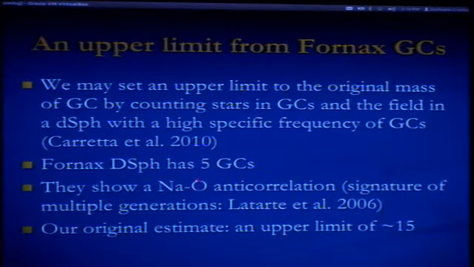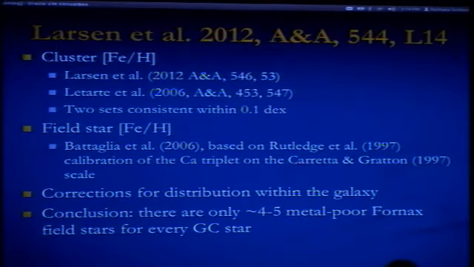And some of these clusters, at least 4 out of 5, show a sodium-oxygen anticorrelation, which is a signature of multiple populations. Okay? So it seems that you should expect that there are a lot of stars in Fornax that have the same composition as the globular clusters, and that are in the field of the galaxy. The basis of this is the idea that the galaxy lived in isolation and did not lose any stars.